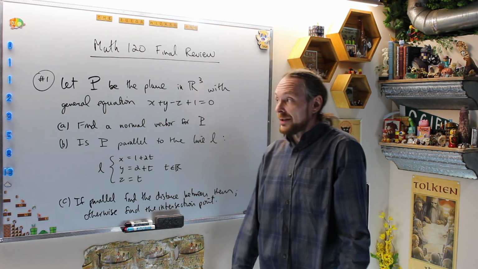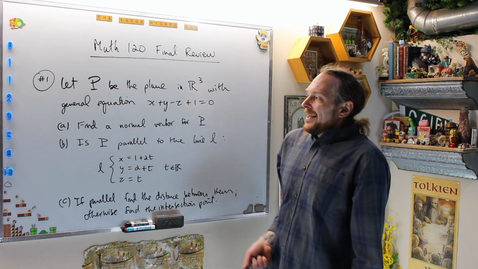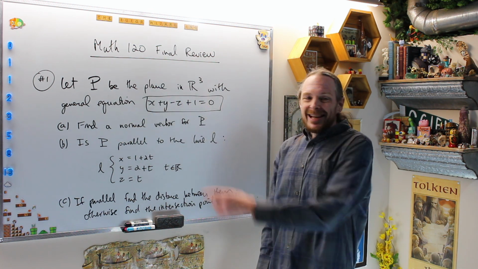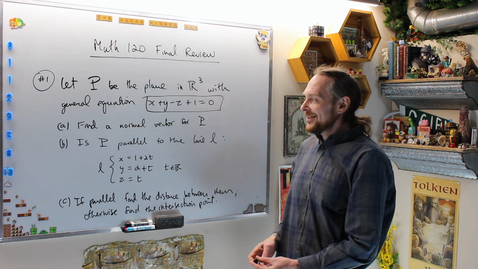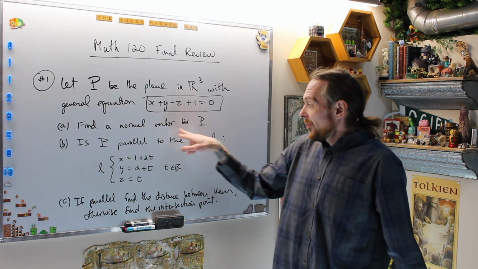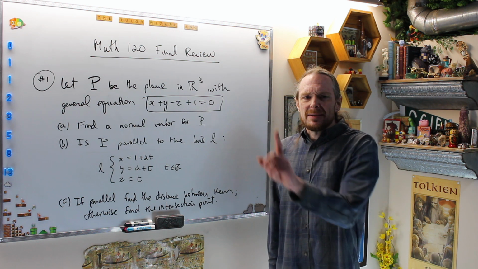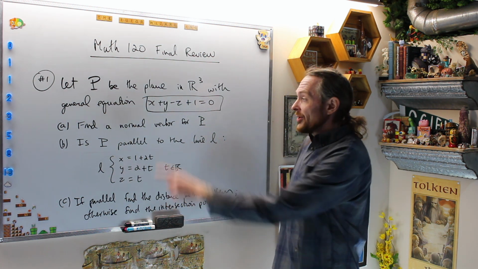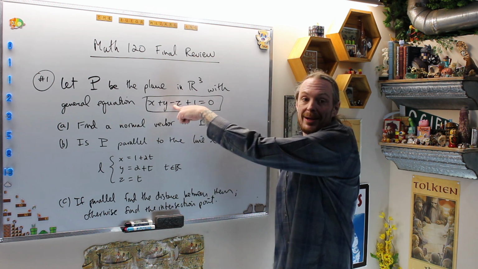I'll explain what the normal vector is. We have a plane P. It has the general equation, this. A is a freebie. I already see it: 1, 1, minus 1. But what does A say? It says find the normal vector for P. The normal vector is the coefficients standing in front of x, y, z in the general equation. 1, 1, negative 1. That's the normal vector.